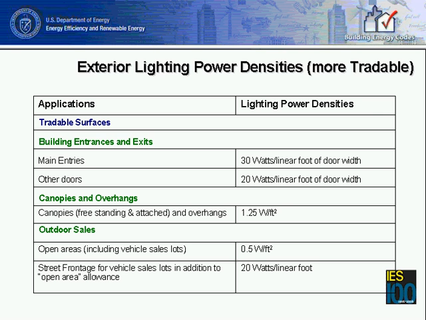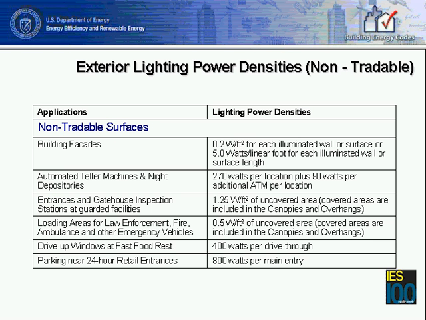The second part of the exterior lighting are non-tradable surfaces. The important point here is that these are use it or lose it. They cannot be traded with other areas of the exterior lighting. They are more specific in nature, facades, teller machines, gatehouses, etc. And they are either expressed, like the rest of them, in watts per square foot, or in this case, you have a couple that are specifically watts per a specific application. Again, these are non-tradable, use it or lose it.